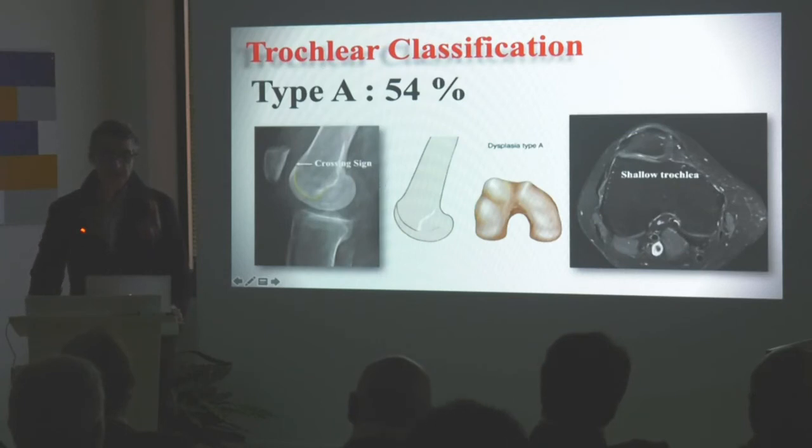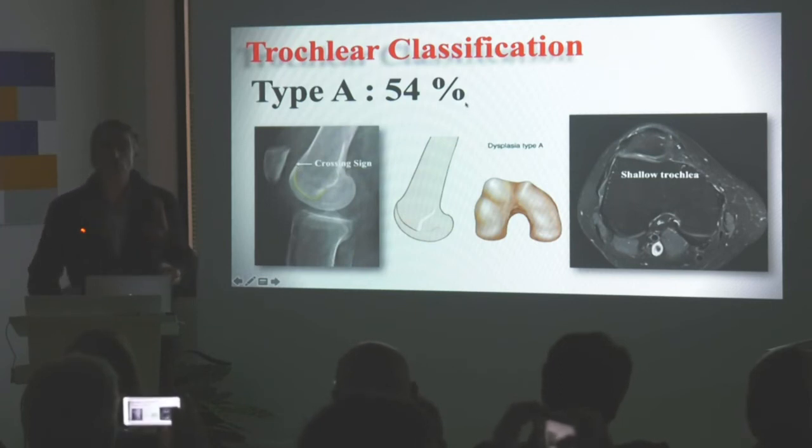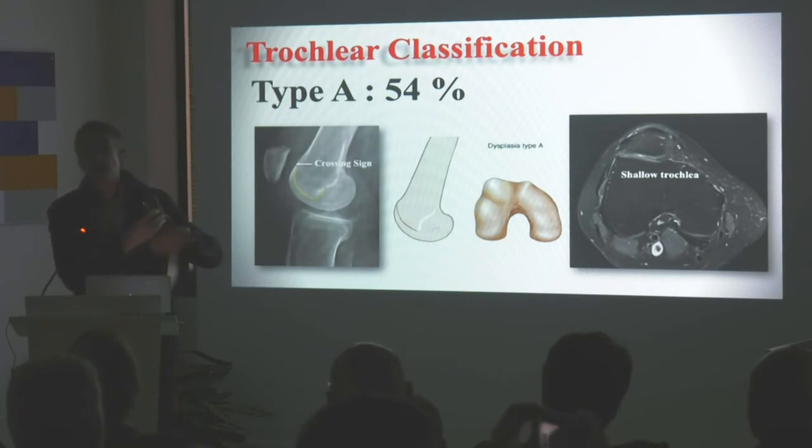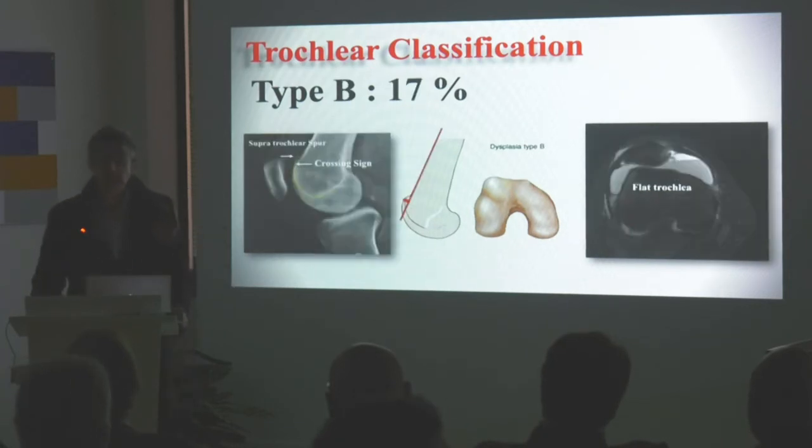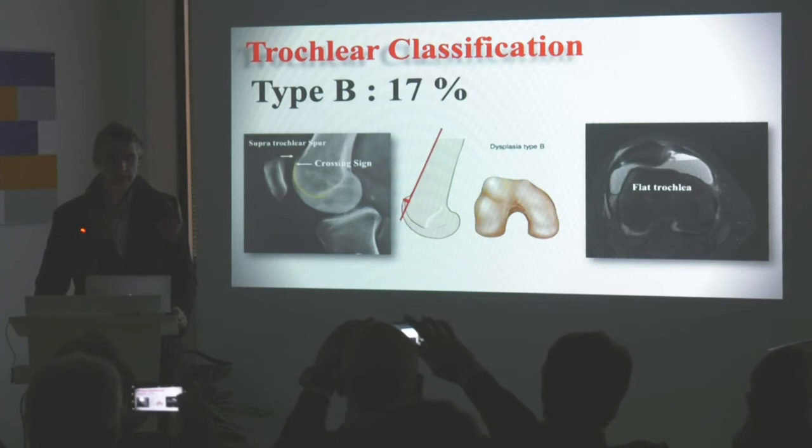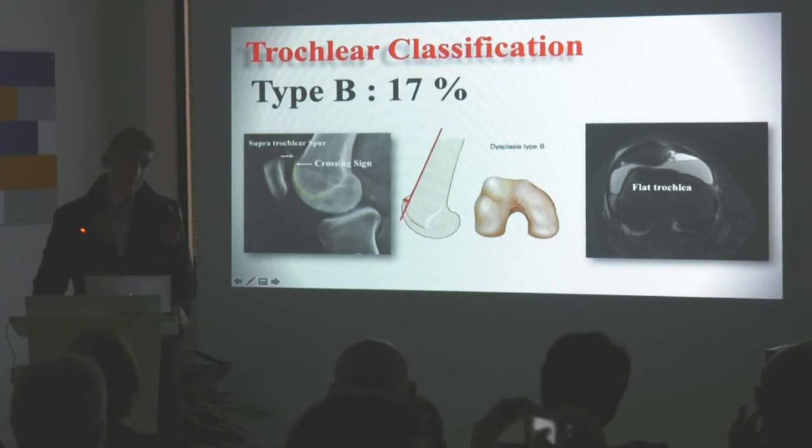Very important. Type A, you have the Blumensaat line here. You follow the groove line, and you have this crossing sign. So type A, the most frequent one, is a normal trochlea, but the trochlea is a little bit shallow. Okay, but you have a medial facet, a lateral facet. The type B, 17%, you will have the crossing sign, of course, but you have that prominence above the anterior cortex, and the trochlea is totally flat on the MRI or on the CT.